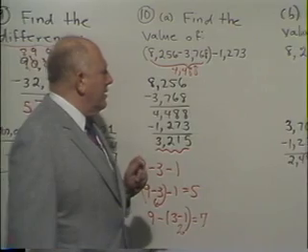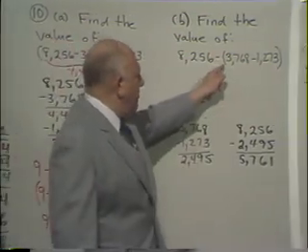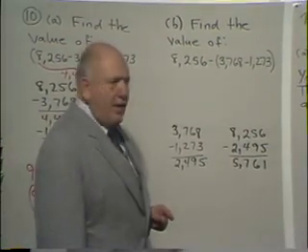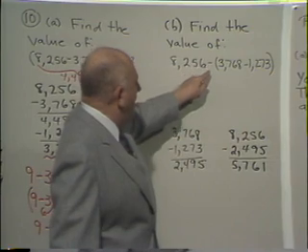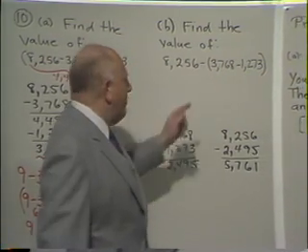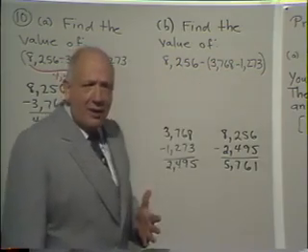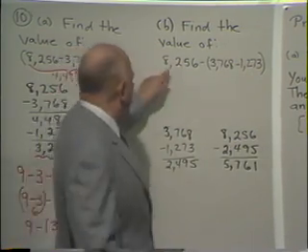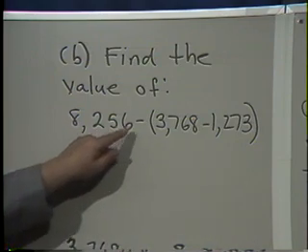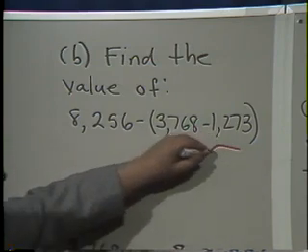Now look at part B. Part B and part A look exactly the same if you erase the parentheses. Without the parentheses, both A and B look like 8,256 minus 3,768 minus 1,273. But everything in parentheses is one number. So now we have to use the voice inflection principle. Now what we say is take 8,256 and subtract 3,768 minus 1,273. I'm treating this as if it was just one number.